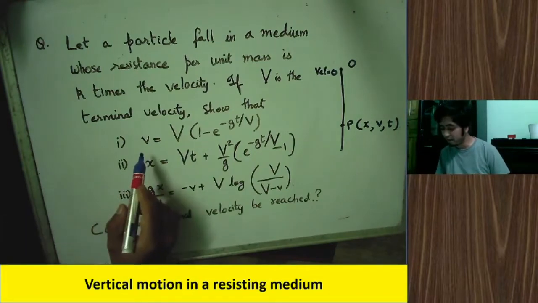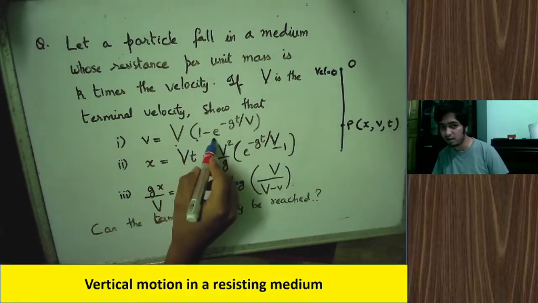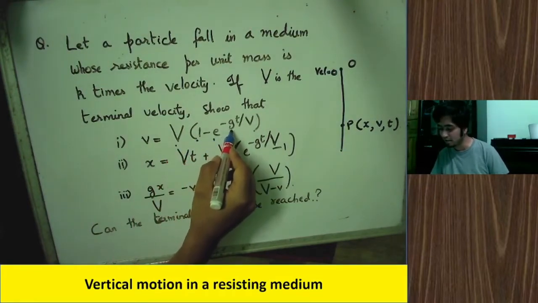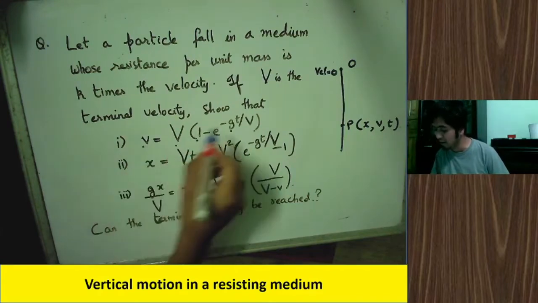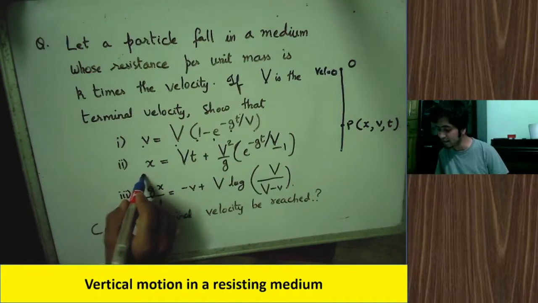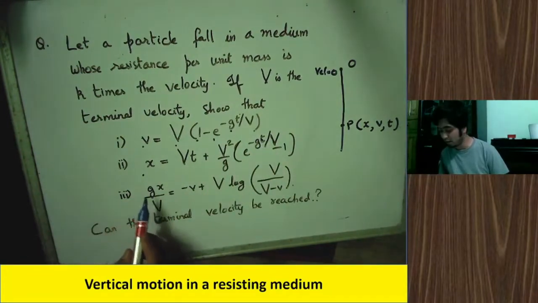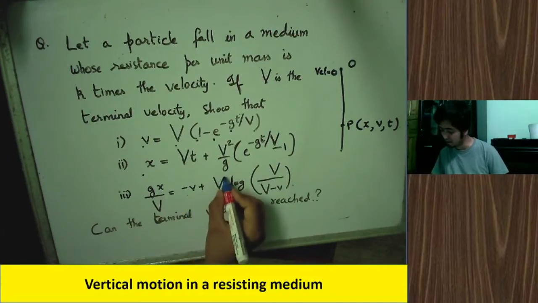If you take a look at relation 1, capital V, because it is the terminal velocity, is a constant. Similarly, the acceleration due to gravity is a constant. This one is a relationship between small v and small t. This one is a relationship between x and t. And this one is a relation between x and small v. This one is capital V.